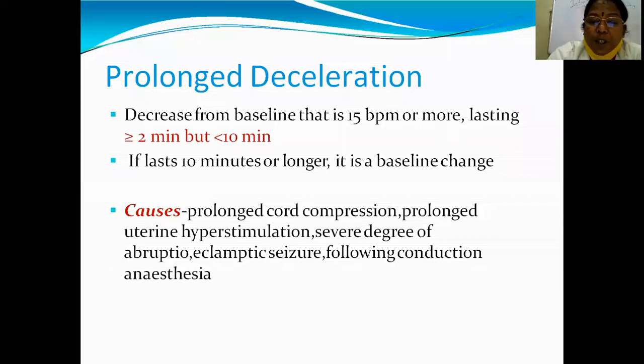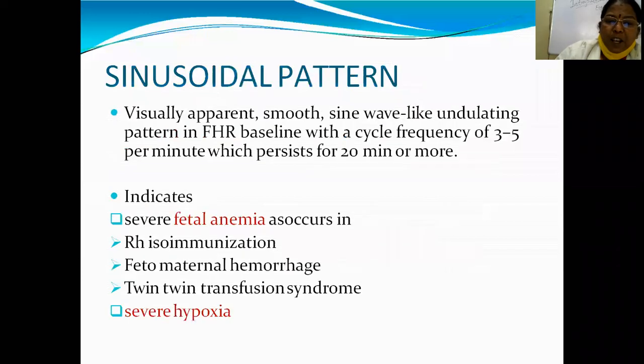The causes of prolonged deceleration are prolonged cord compression and hyperstimulation, mainly from oxytocic drugs. There is uterine hypertonus. There are tonic contractions of the uterus. There is a severe degree of abruption, eclamptic seizure, and following induction of anesthesia. So when there is a prolonged deceleration, which is lasting for more than 2 minutes, we should take immediate action.